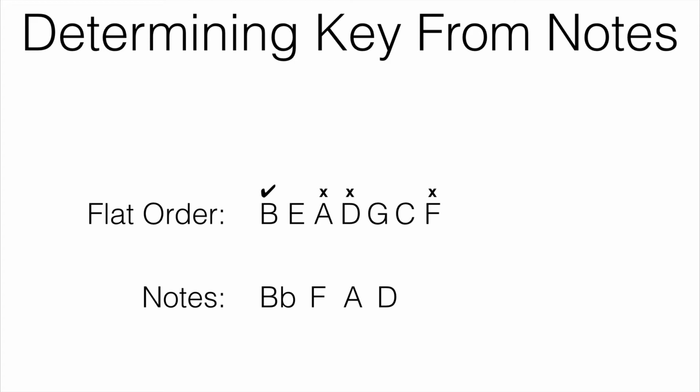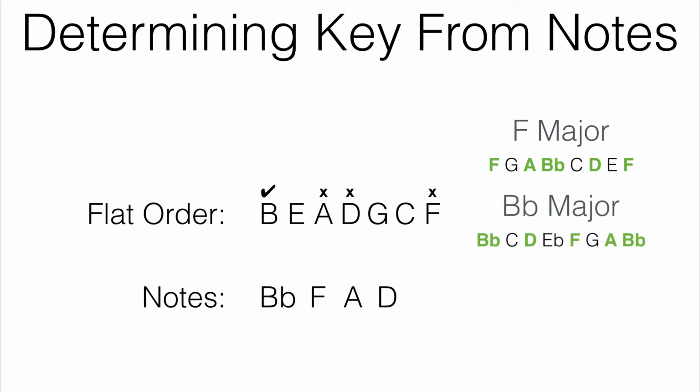For the first case, we would have the key that has 1 flat, which is F major. And for the second case, it would be the key that has 2 flats, which is B flat major. We can see that our list of notes, shown in green, are contained in both keys.